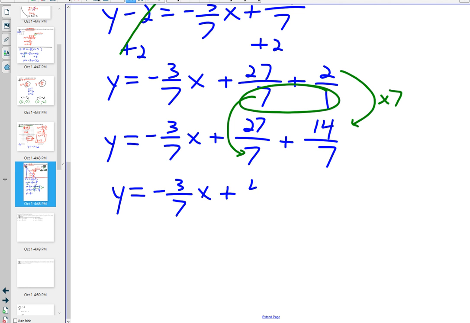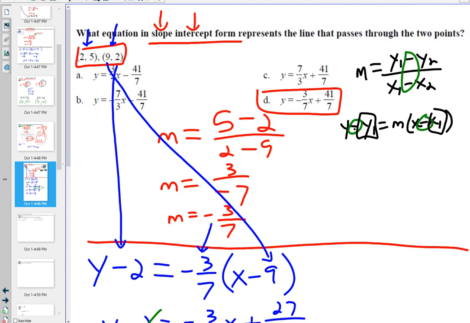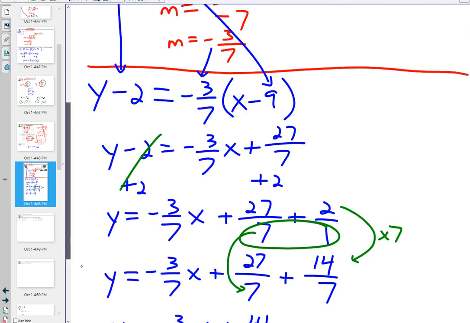27 and 14 is 41 over 7. Yeah, I ain't scared of no fractions. So you can see up here, that's why we ended up with negative 3 over 7x plus 41 over 7.